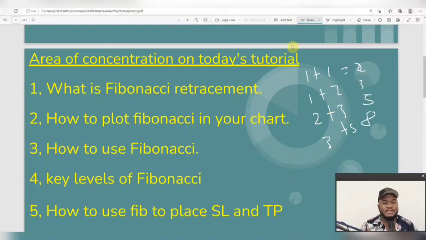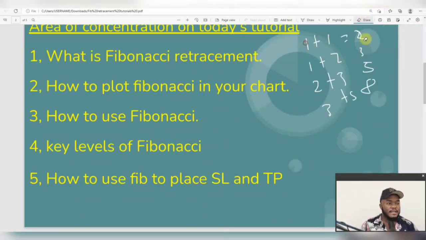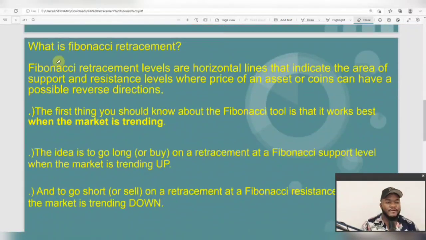Now, what is Fibonacci in terms of crypto trading? So let's forge ahead. Fibonacci retracement levels are horizontal lines that indicate the areas of support level where the price of an asset or coin has a possible reversal of direction.